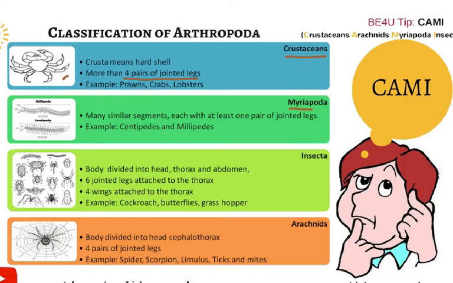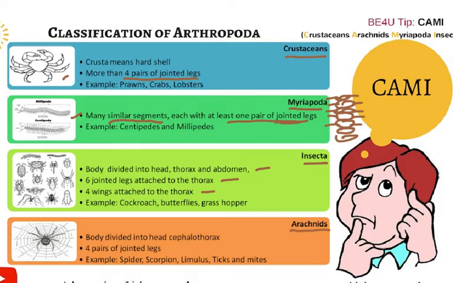Then myriapods are the ones which have myria. Myria means many, pods means feet. They have many similar segments, each with at least one pair of jointed legs. So every segment has a pair of legs, and the legs have joints in them. So many segments, and each one has a pair of legs. And we'll see some examples of this, which you can see here on this side. Then insecta: the insect body is divided into head, thorax, and abdomen, with six jointed legs and four wings attached to the thorax, but maybe fewer, of course, as well.